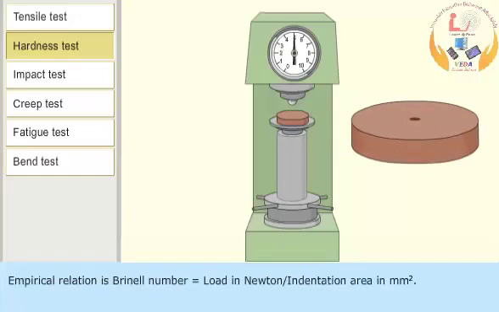In Brinell hardness test, Brinell number is given by the ratio of load and indentation area. The indentation area is measured by a microscope. Significance of hardness number is that it gives a measure of resistance to wear.